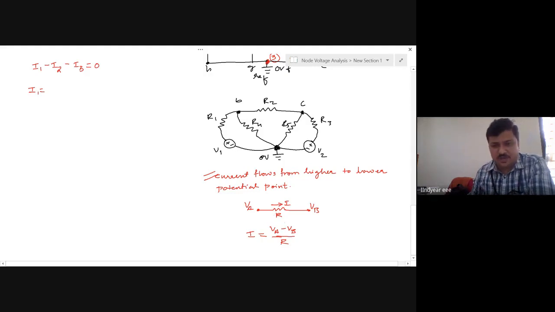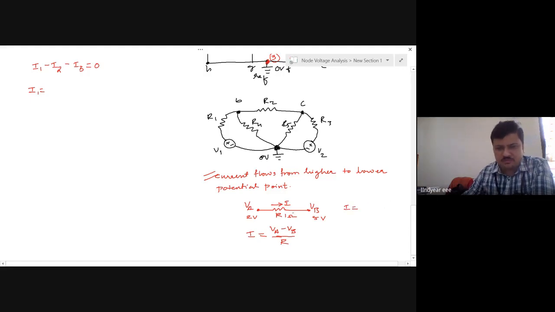Now suppose if VA is greater than VB, the direction of current is the same. If VB comes out to be greater than VA, the direction of current is opposite. Magnitude will remain the same, it won't change. Suppose VA is 2 volts, VB is 5 volts, R is 1 ohm. What is current I?